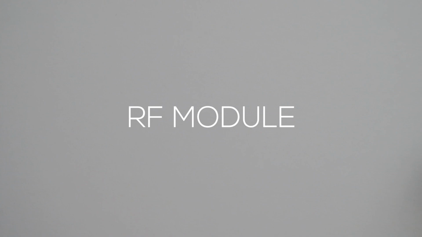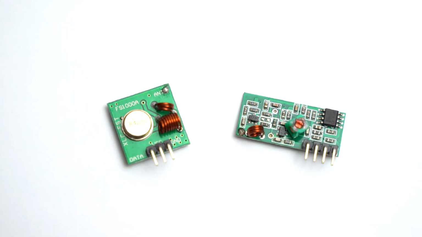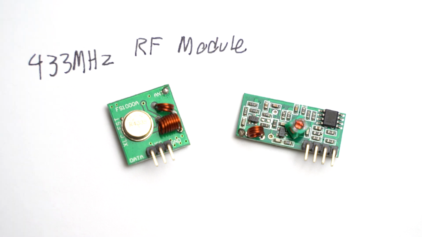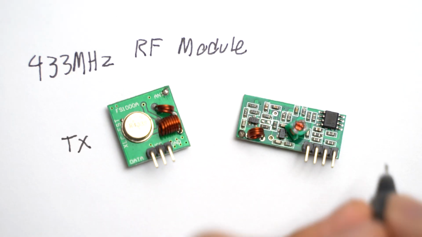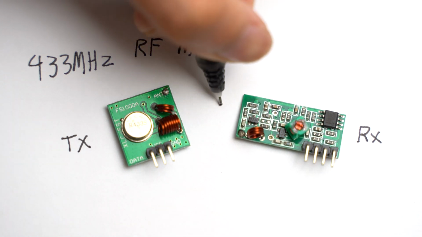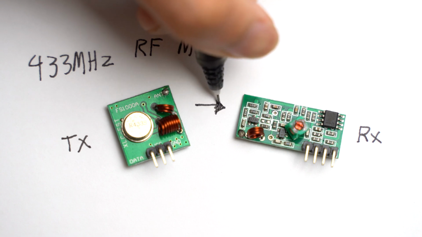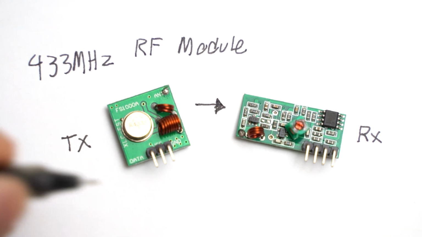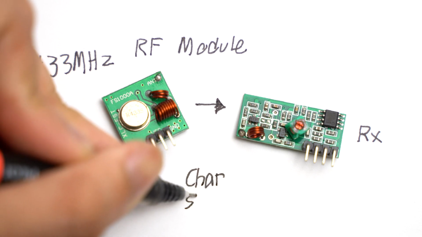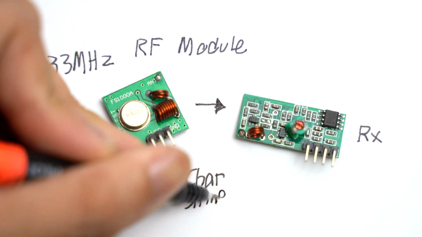Now let's talk about the transmitter and the receiver modules. This is one of the cheapest radio frequency modules you can find for Arduinos. It has a transmission frequency of 433 MHz and a transmission range of 100 feet. The one on the left is the transmitter and the one on the right is the receiver. For this cheap module, transmission of data is just one way. With the help of an Arduino library, you can transmit characters or strings of data to an Arduino.